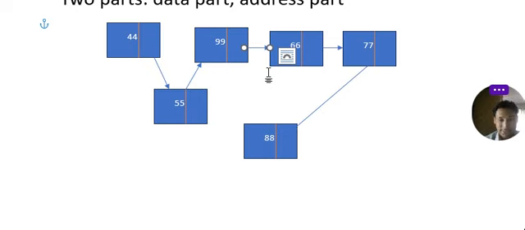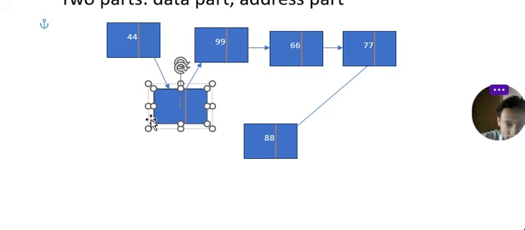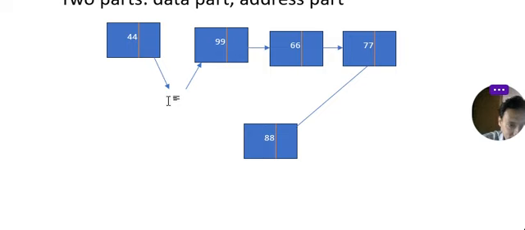Similarly, if you want to delete an element, we can delete it easily. Let's suppose we want to delete 55. Remove this. Then we have to switch the pointers or switch the references of the objects. Just connect 44 with 99. In this way, we can efficiently remove an element from the linked list. So linked list enables manipulation and accessing data easily.